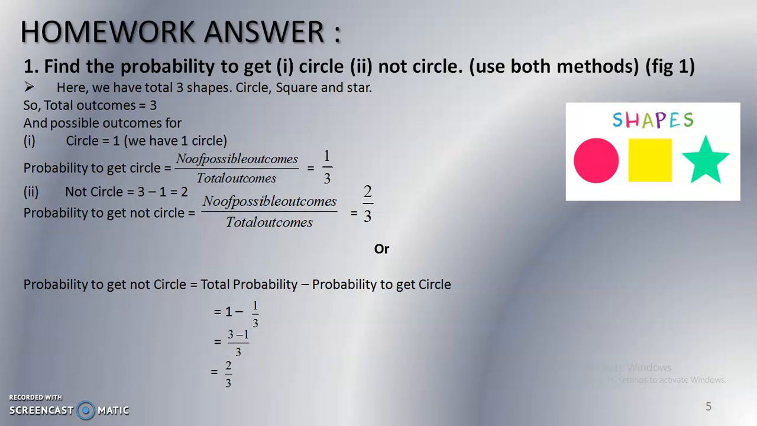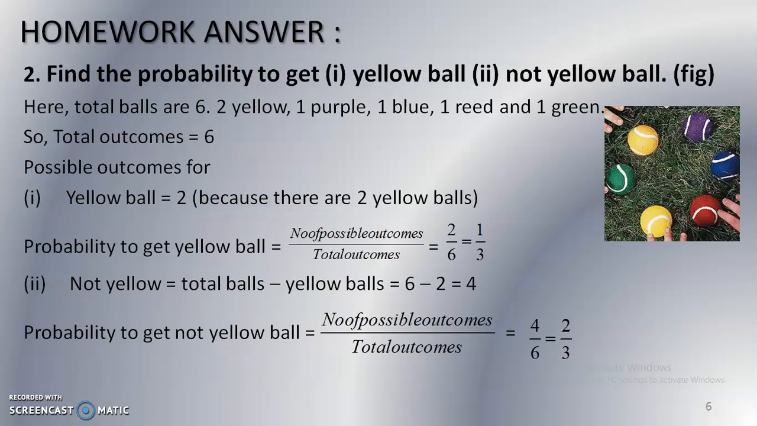Here we don't have anything in the denominator, so 3 multiplied by 1. So the answer is 3 as LCM. So 3 minus 1 divided by 3 equals 2 divided by 3. And the answer is the same, 2 divided by 3. Got it? Now the second question.